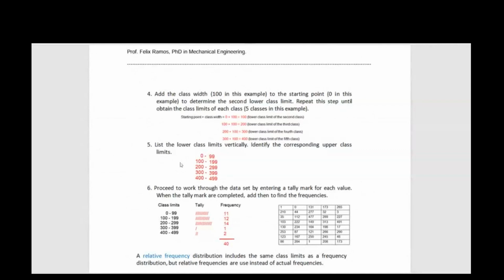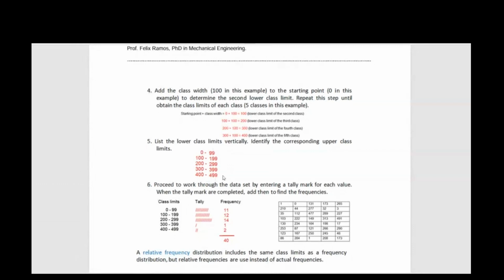So now here I have my 5 classes. The first class will go from 0 to 99. The second class will go from 100 to 199. The third from 200 to 299, the fourth from 300 to 399, and the fifth from 400 to 499. So these are my lower class limits, and these are my upper class limits.